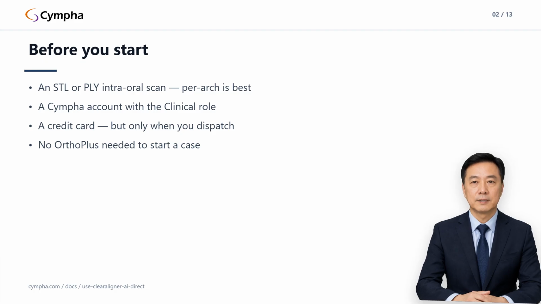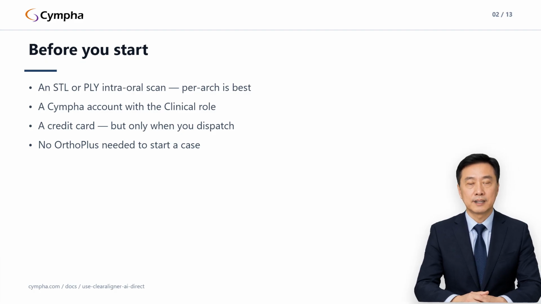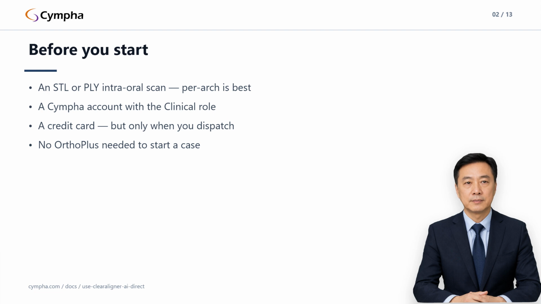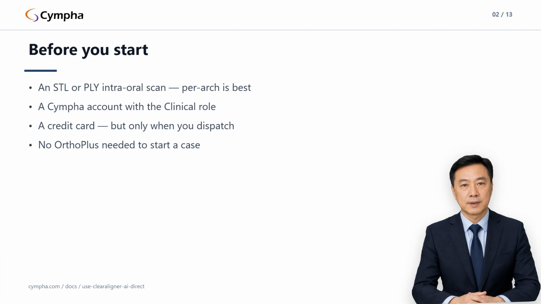Third, a credit card, but only if and when you decide to dispatch the appliance design. You can take a case all the way through plan review before deciding whether to pay. And one thing you do not need, an Ortho Plus install. Starting a case requires nothing on your desktop, though you'll want Ortho Plus later for Phase 2 revisions, and we'll see where it fits.